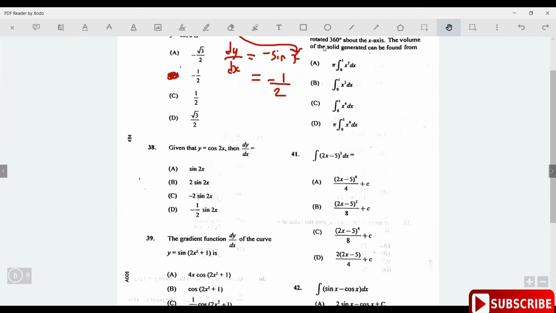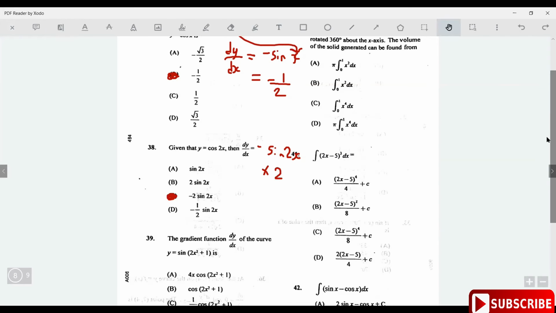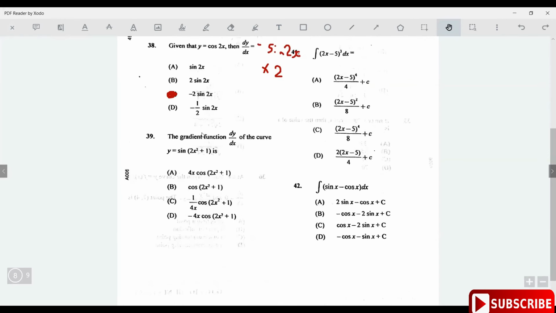Nice. Next question, it says, given that y equals cos 2x, then what is dy by dx? When you differentiate cos, you get minus sine. So you get minus sine 2x, but then you multiply it by 2, which is the derivative of 2x. So you get minus 2 sine 2x. Easy. Solved.